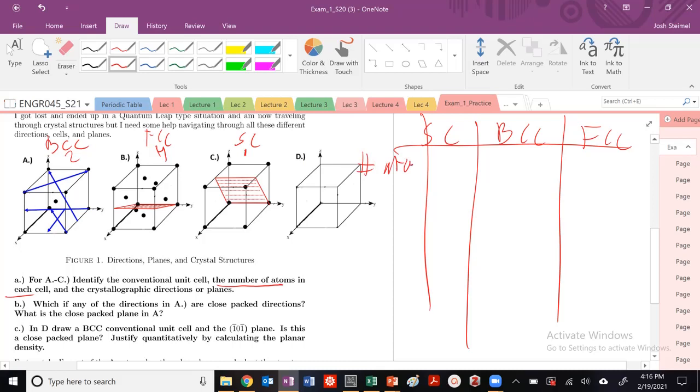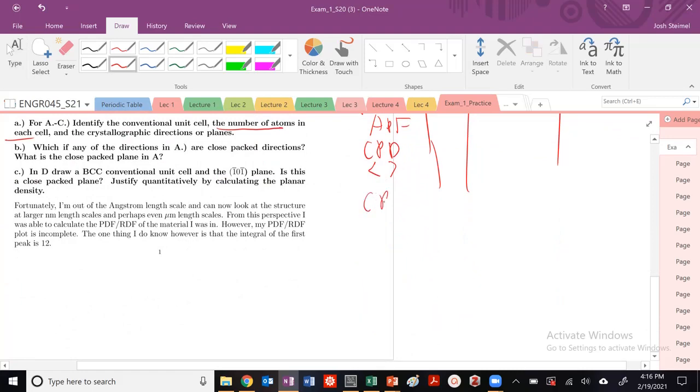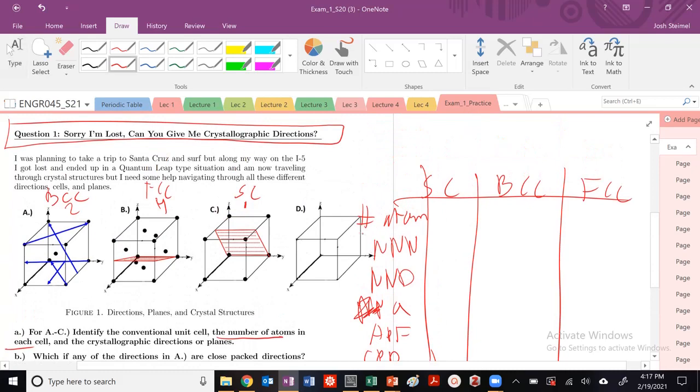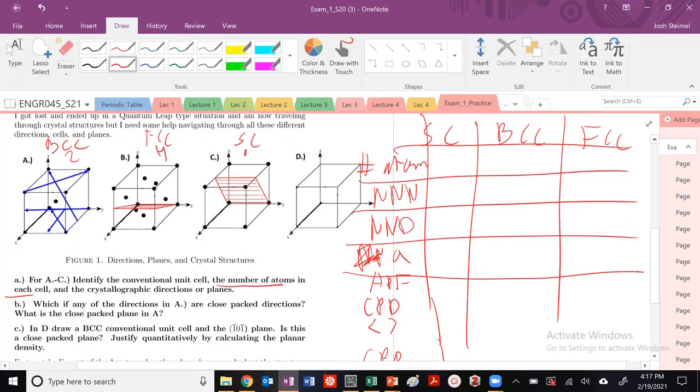I have number of nearest neighbors, nearest neighbor distance, next nearest neighbor distance. What is my lattice parameter A? What is the APF? What are my close packed directions? And then what are my close packed planes? So let's go ahead and try to quantify these. These are really useful values to have on your exam.